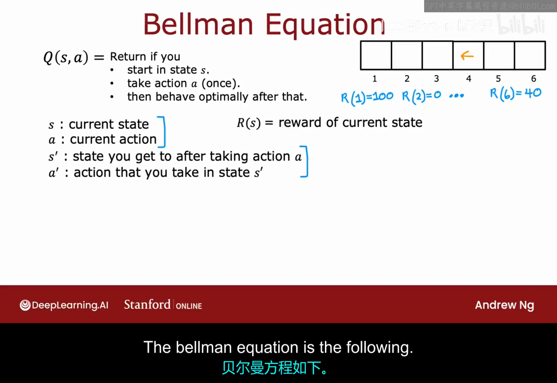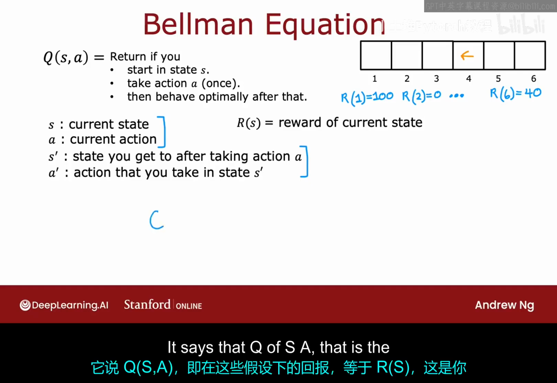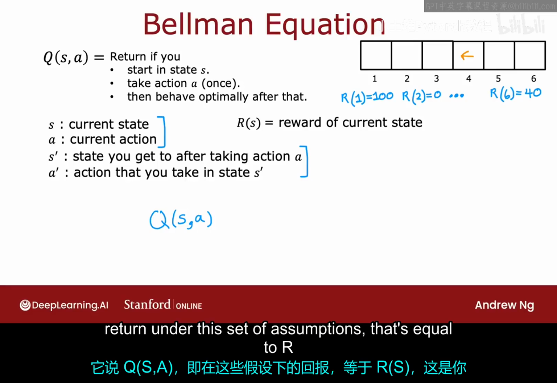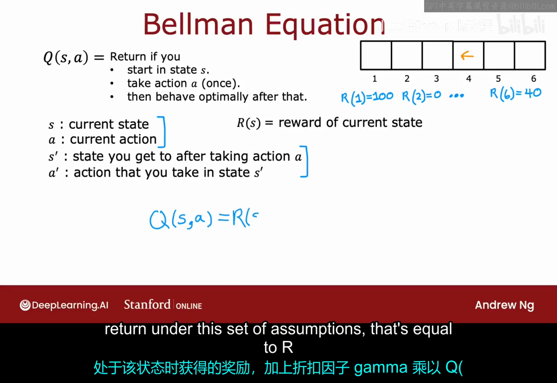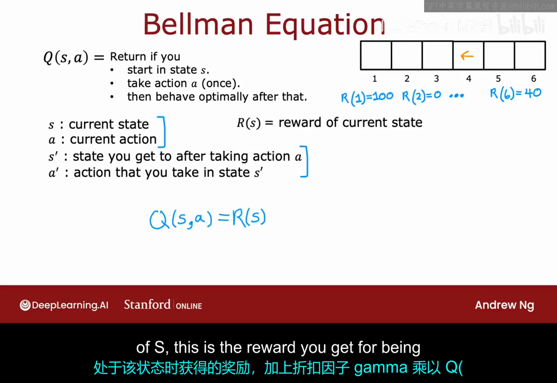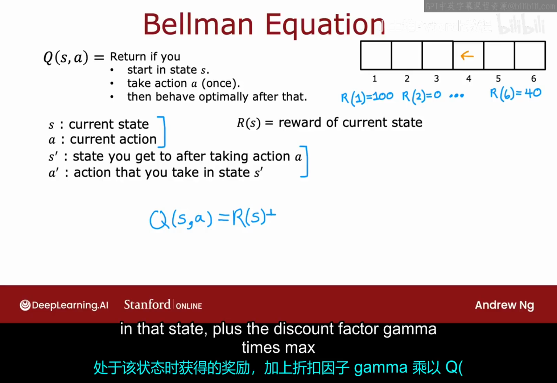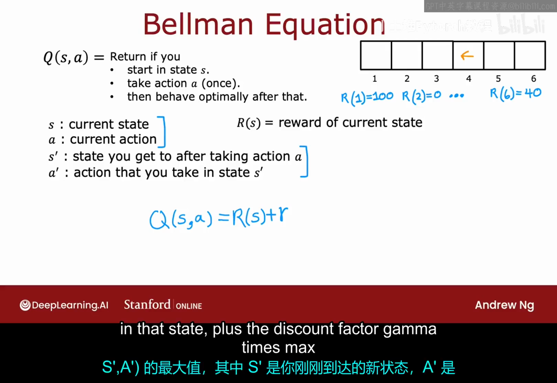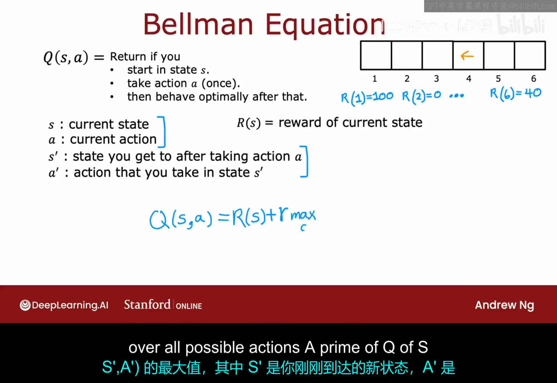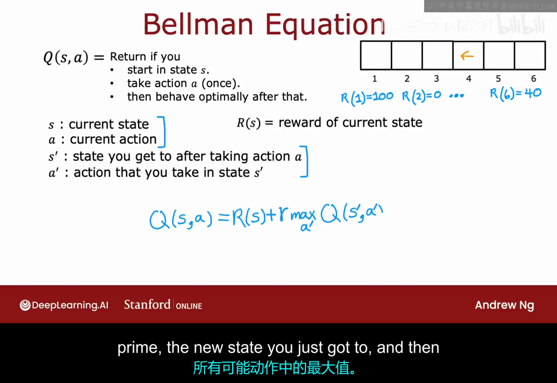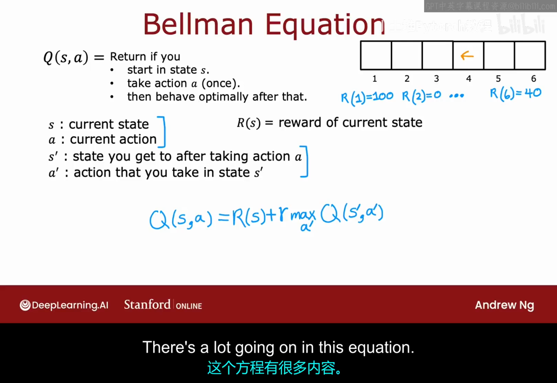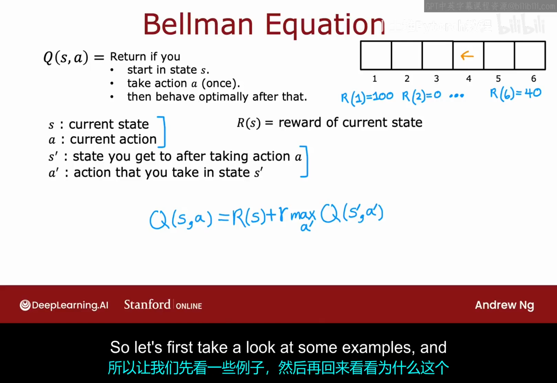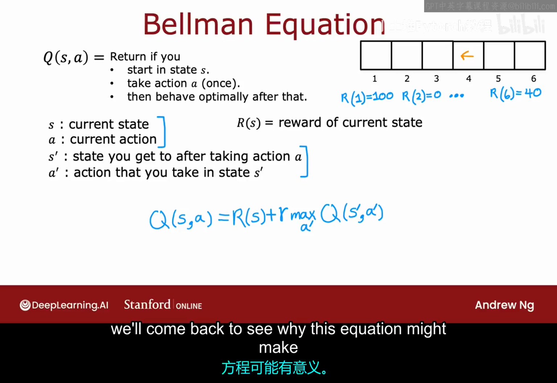The Bellman equation is the following. It says that Q of S,A, that is, the return under this set of assumptions, is equal to R of S, so the reward you get for being in that state, plus the discount factor gamma times the max over all possible actions A prime of Q of S prime, the new state you just got to, and then A prime. There's a lot going on in this equation, so let's first take a look at some examples, and then we'll come back to see why this equation might make sense.